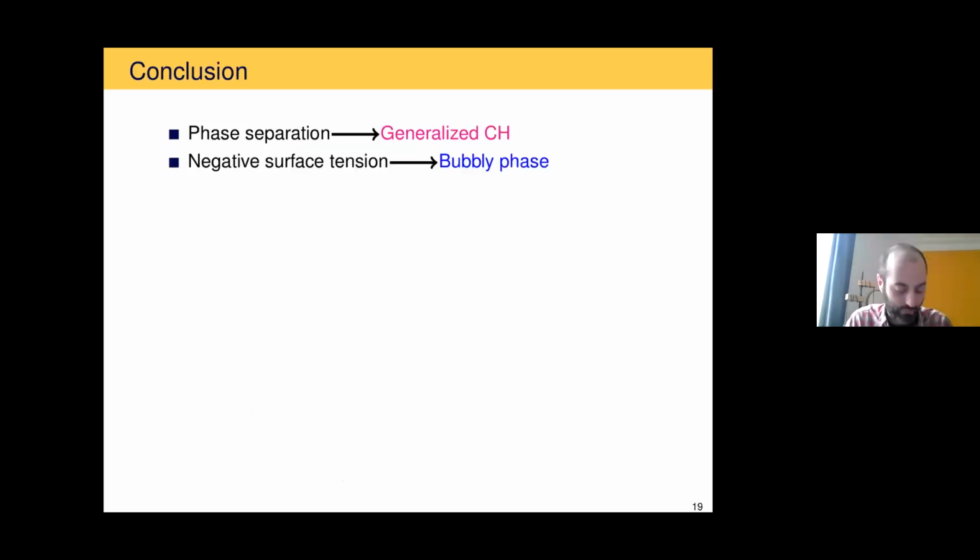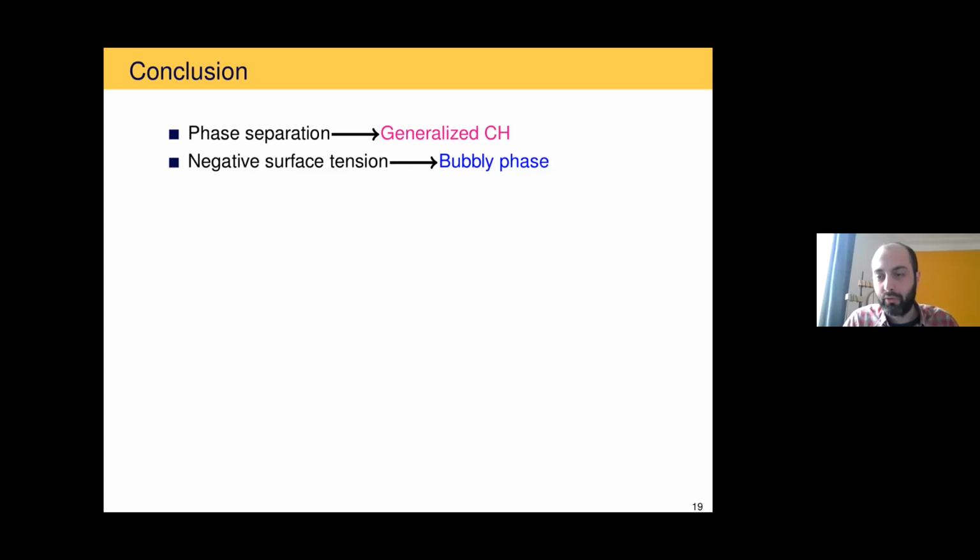Okay, so I'm already at my conclusion. I guess I'm a little early, but we'll give more space to discussion after. So to summarize, maybe let me give you my understanding of this phase separation, that there are, as I was saying, two levels of description.